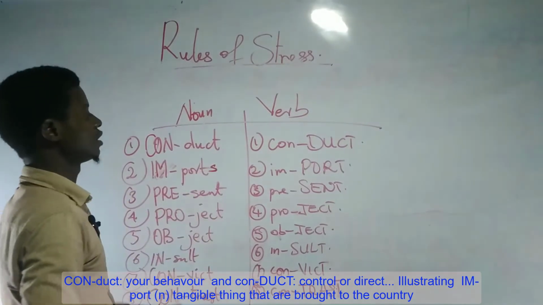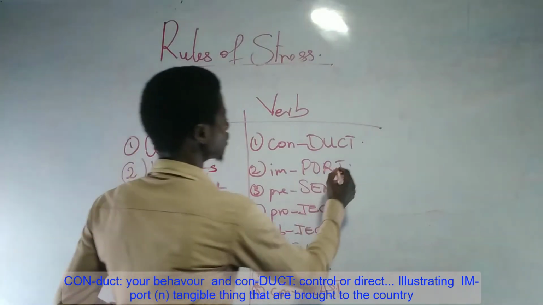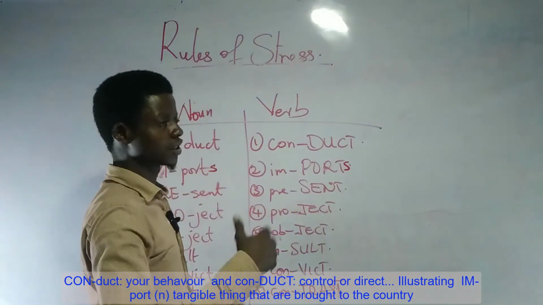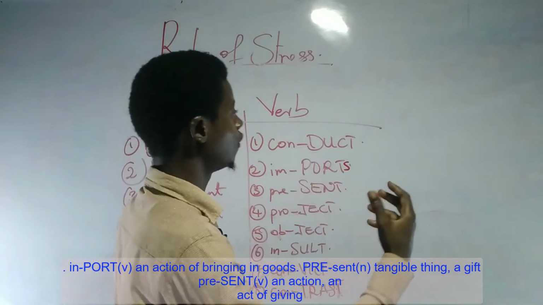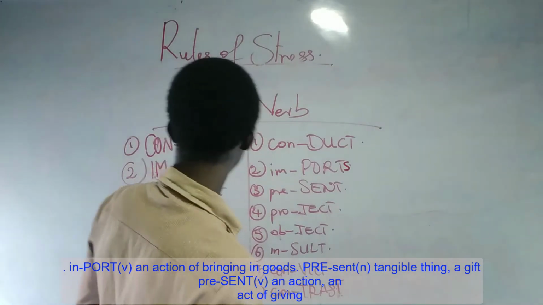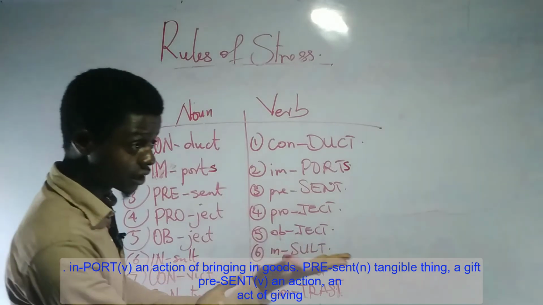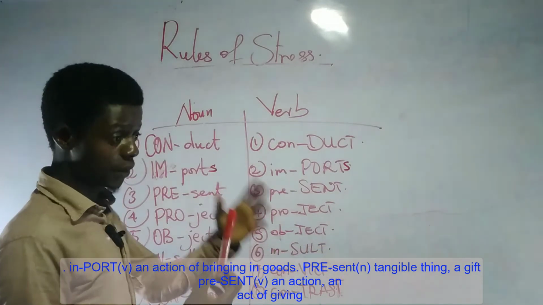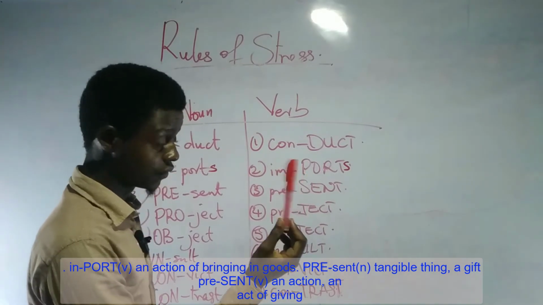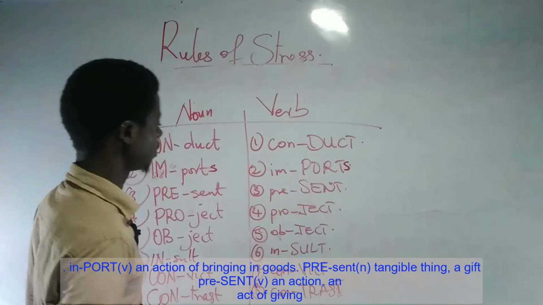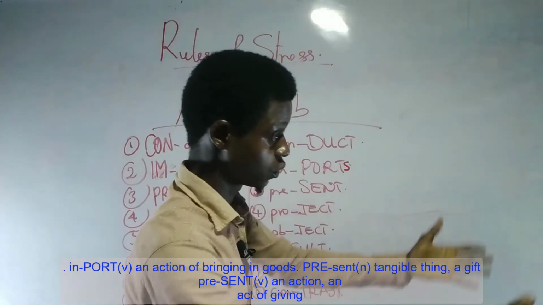Imports, the things that are brought, tangible things that are brought to the country. Imports, the action, which is a verb. A verb is an action or a doing word, of taking, of bringing in goods. Present, tangible gifts, which is a noun, the name of any person, animal, place, thing, concept, or idea. The thing, the gift. Present, this is it. Then present, an action, the act of giving, to show.